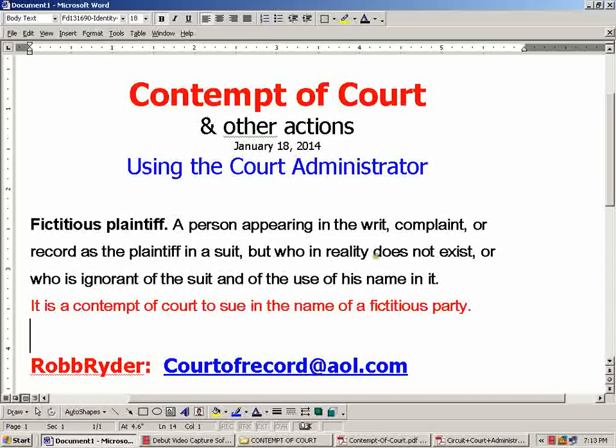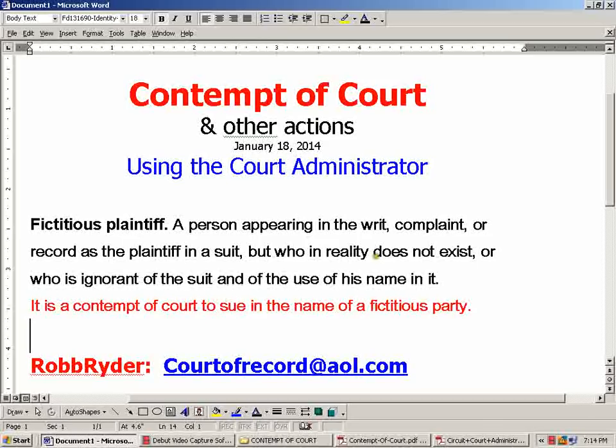So it's contempt of court if the person doesn't exist, and again, this could be a fictitious person, but they have to exist. They have to have a certificate of existence, or a certificate of incorporation, or a certificate of good standing, or whatever the proper term is.